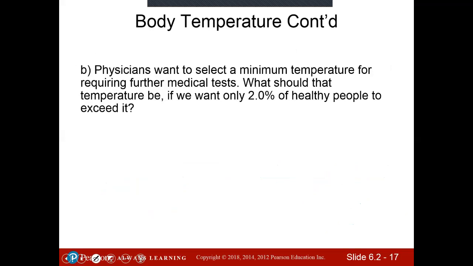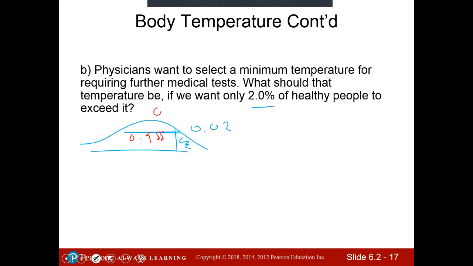Now the second part, I want to use StatCrunch. It says that physicians want to select a minimum temperature for requiring further medical tests. What should that temperature be if we want 2% of healthy people to exceed that number instead of 0.01%? So what we do is make this area 0.02. So what's the area to the left of that? This is 0.98.